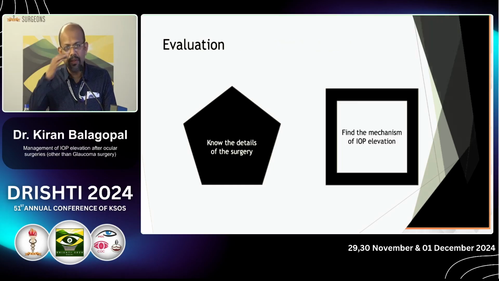In evaluation, you have to know the details of the surgery. This is easy if you are the primary surgeon, but if not, you have to sit with the primary surgeon and have a good discussion. Then you have to find the mechanism of IOP elevation. Is it angle closure? Is it open angle? Is it pre-trabecular, trabecular, or post-trabecular? And then treat accordingly.